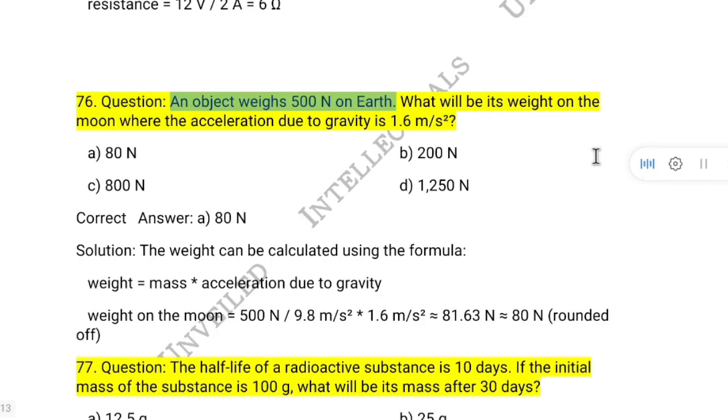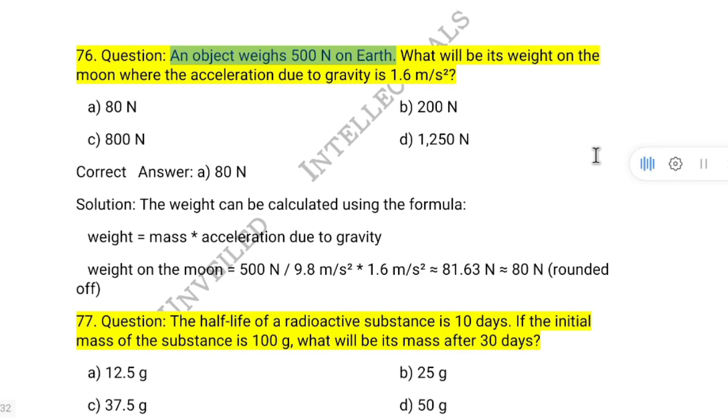76. Question. An object weighs 500 N on Earth. What will be its weight on the Moon where the acceleration due to gravity is 1.6 meters per square second? A. 80 N. B. 200 N. C. 800 N. D. 250 N. Correct answer: A. 80 N.